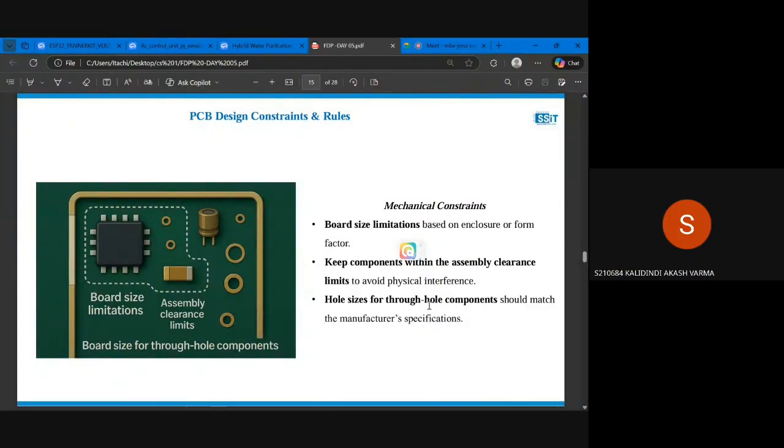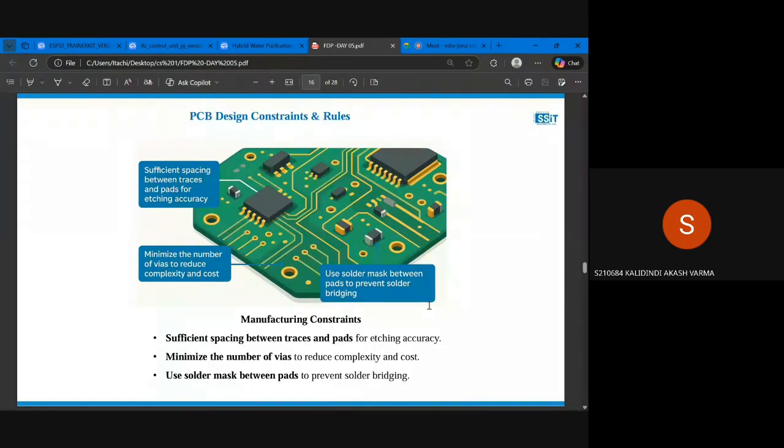So all the component footprints should be matched so that whenever we purchase the components, they match the particular footprint. So coming to the PCB design constraints and rules, we already discussed that sufficient space should be there between tracks or pads. If there is no spacing, heat will be produced, eventually noise will be generated and the signal will be destroyed. And we should maintain a minimum number of wires to reduce the cost and complexity.